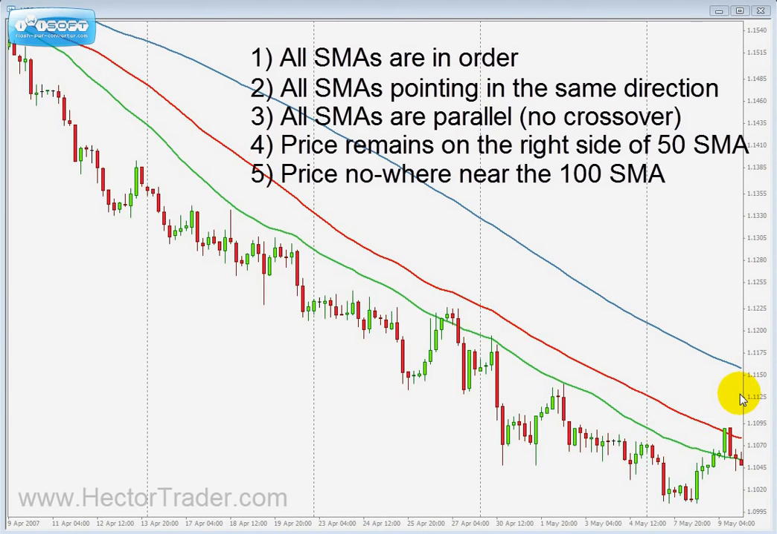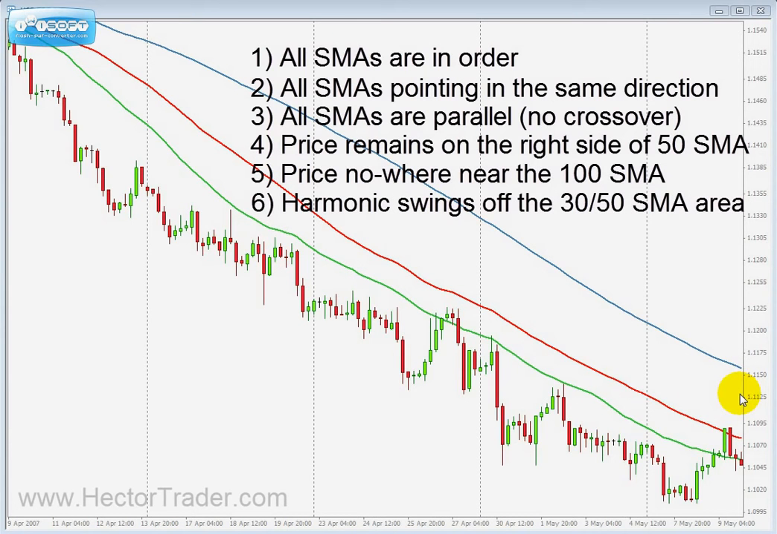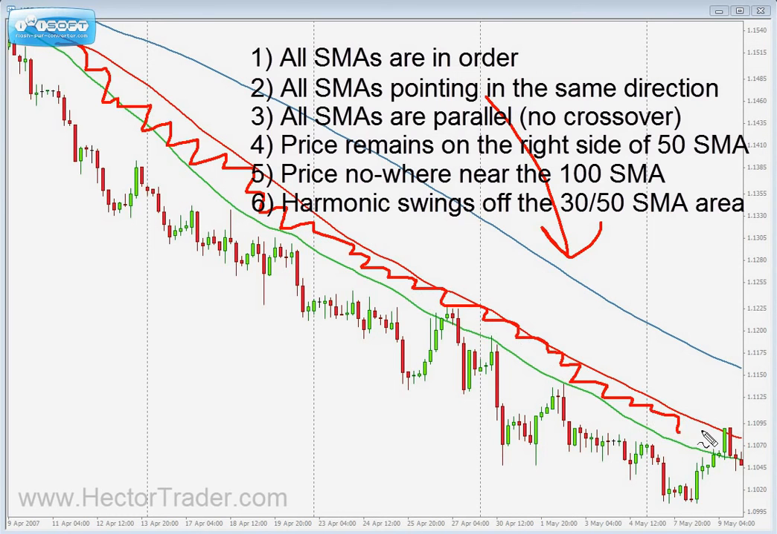Okay. And finally, the sixth condition is that price swings harmonically off the area between the 30 and the 50 simple moving average. That's what I call the dynamic area of support and resistance. Well, in this case, resistance, since we are in the downtrend. I usually mark the area between the 30 and the 50 simple moving average as a dynamic area of resistance. I like all the swings to take off from this area.